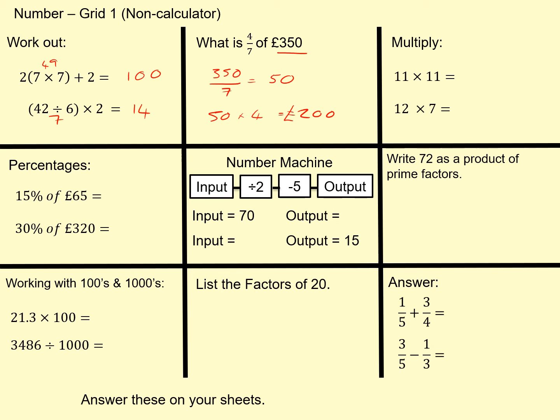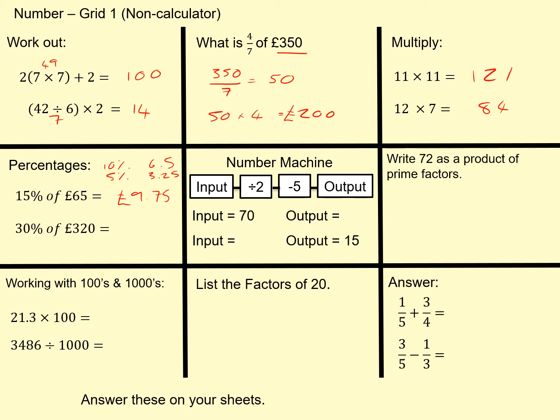Next up, we've got a couple of multiplications. So 11 times 11 is 121, and 12 times 7 is 84. Next up, some percentages. So 15% of 65, start with 10%. So I think, well, 10% will be £6.50. We want 5% as well. So 5% will be half of 10%, which would be £3.25. Add the two together, gets £9.75.